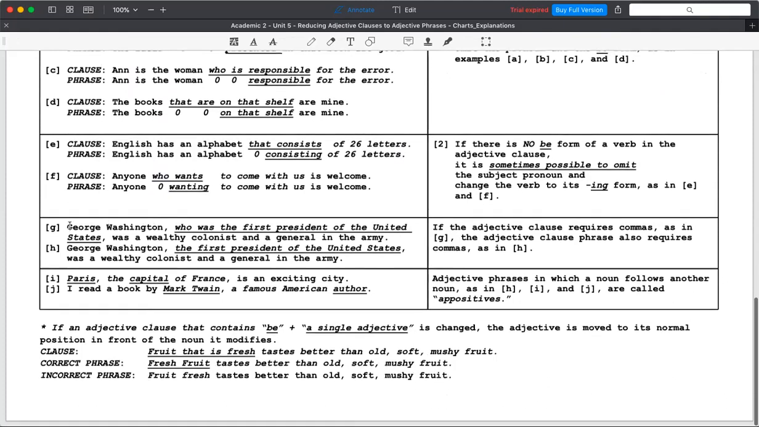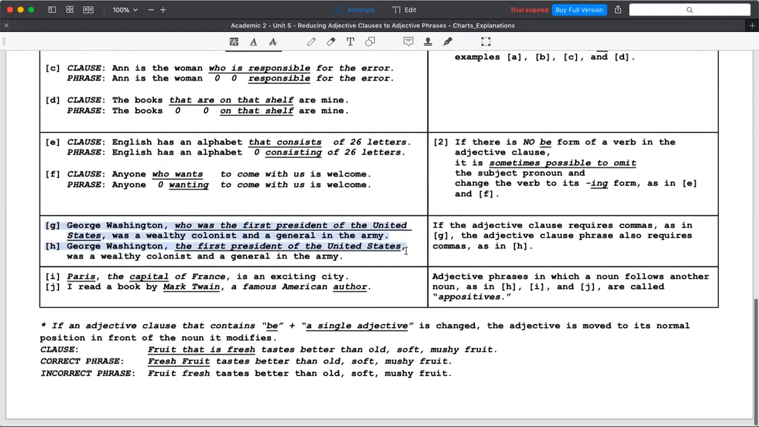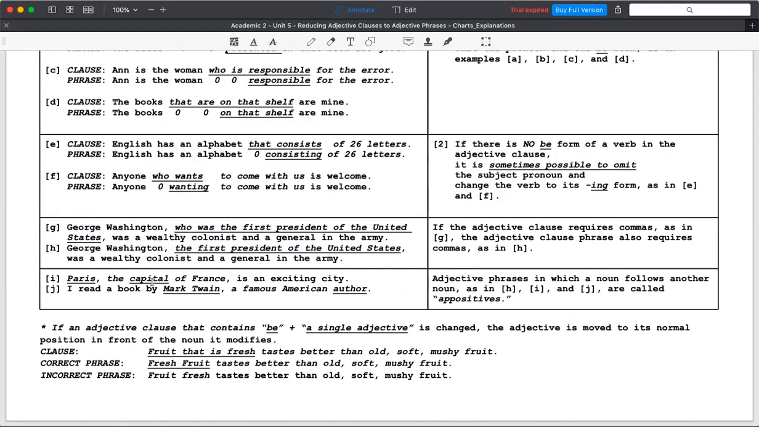If I have, for example, "George Washington, who was the first president of the United States, was a wealthy colonist and the general in the army," I can eliminate "who" and "was," and my sentence would end up having the phrase "the first president of the United States." Don't forget the comma before and after, because everybody knows George Washington, the president, right? Remember: if you have a noun and after your noun, you have a group of words expressing and explaining the noun, this is called an appositive.